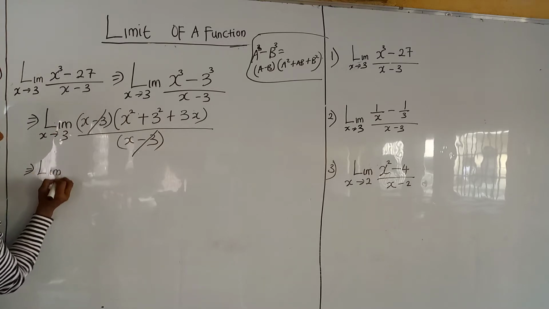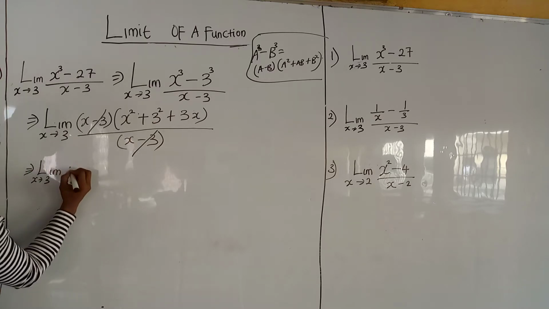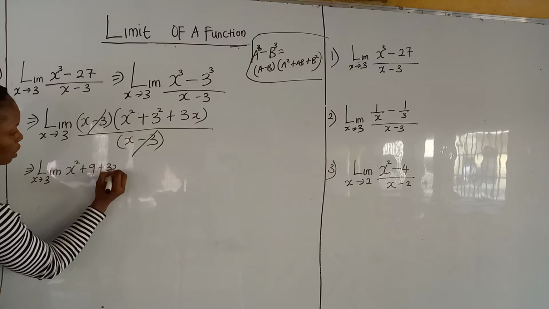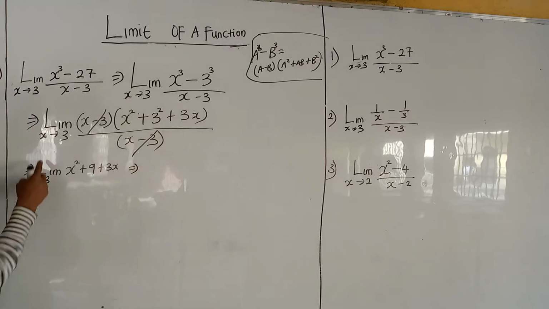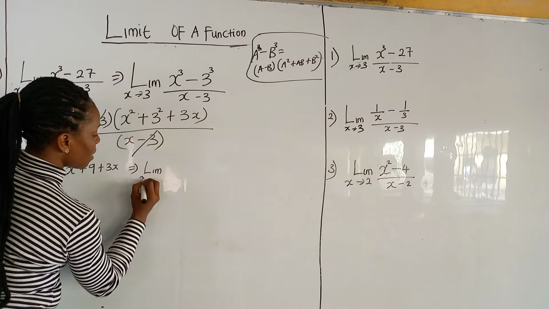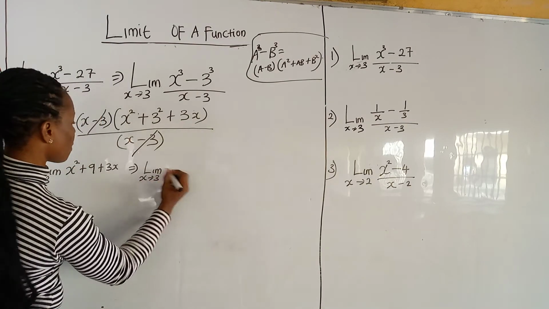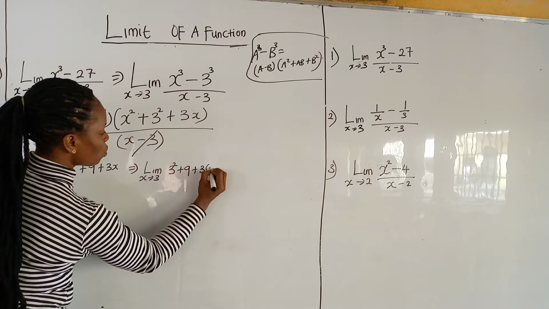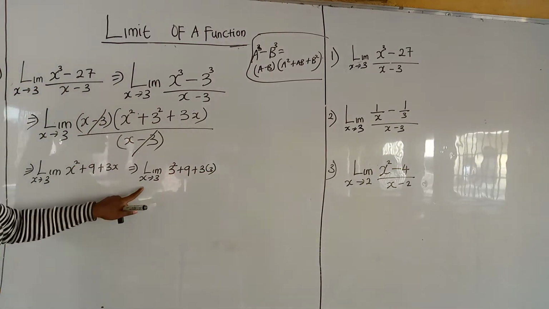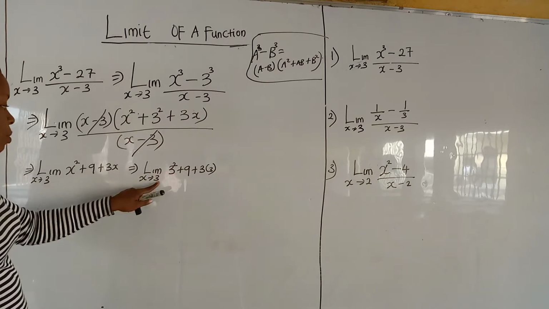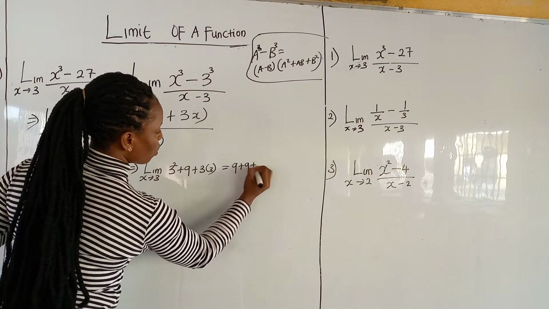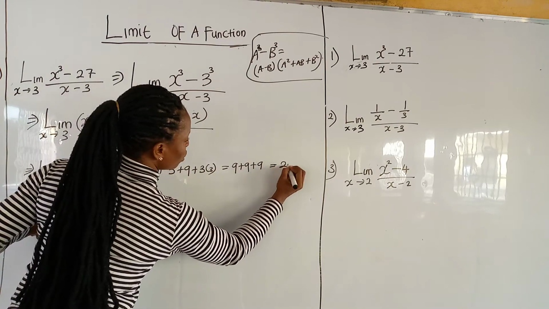So we have the limit as x approaches 3 of x squared plus 9 plus 3x. If you substitute the value at once, that is 3 squared plus 9 plus 3 into 3. Wherever you see x, you substitute 3, so that we have 9 plus 9 plus 9, and your answer is 27.